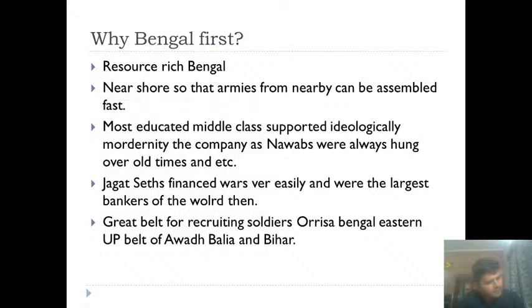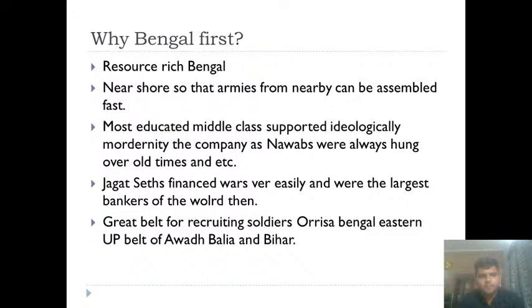Now, you'll ask me why Bengal first. Bengal first is because it was resource rich. At that time it was the most prosperous kingdom for the British. So the British thought to make the base here and then proceed to the next. Places near the shore, so that armies from nearby can be assembled very fast, from Burma, the Middle East, and Southeast Asia.